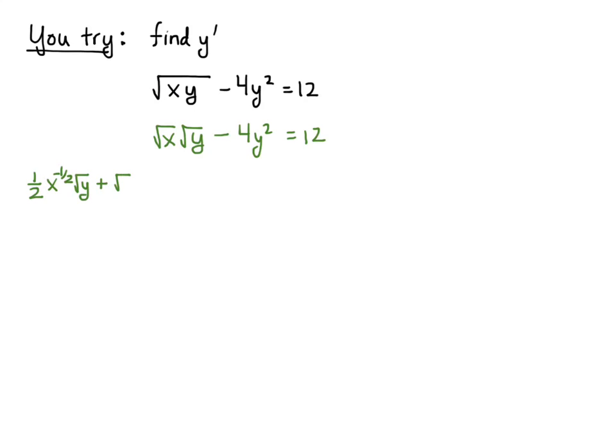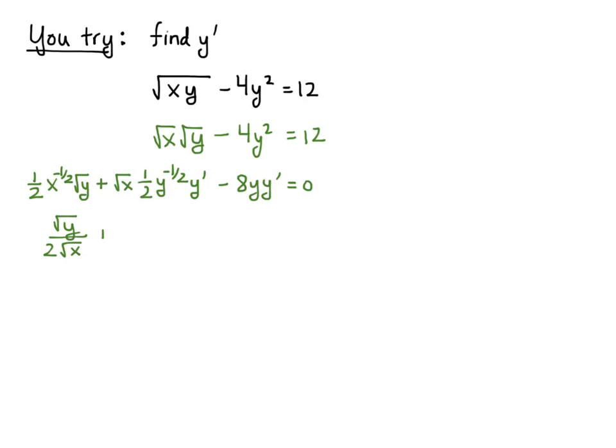And so I get, by the product rule, the derivative of the square root of x is 1/2 x to the negative 1/2 times the square root of y. Then I'm going to keep the square root of x and take the derivative of the square root of y, which is going to be 1/2 y to the negative 1/2 times y prime. And then the derivative of negative 4y squared is going to be negative 8y y prime. Derivative of 12 is 0.